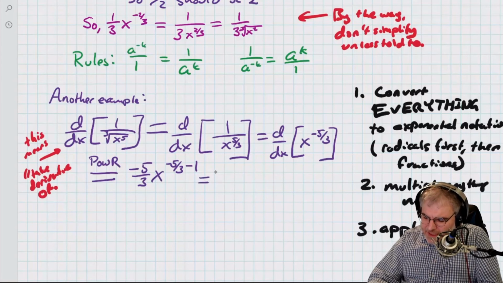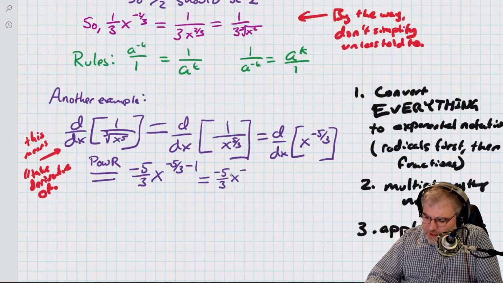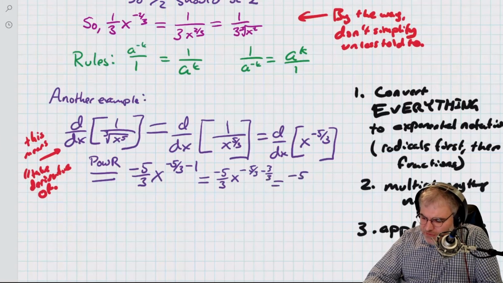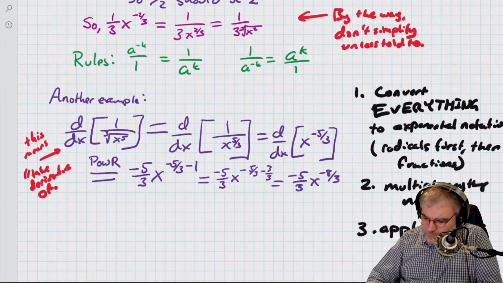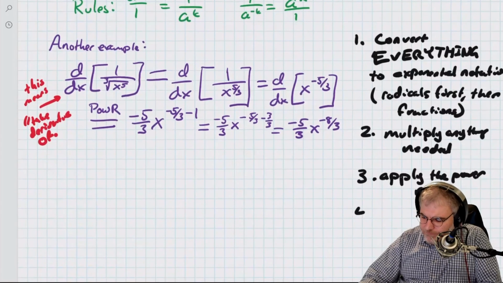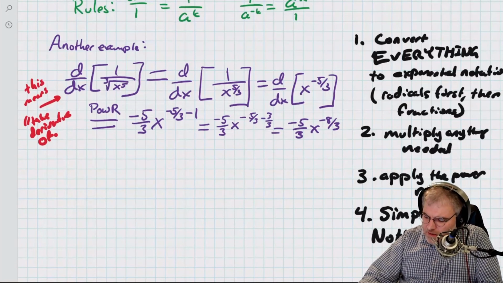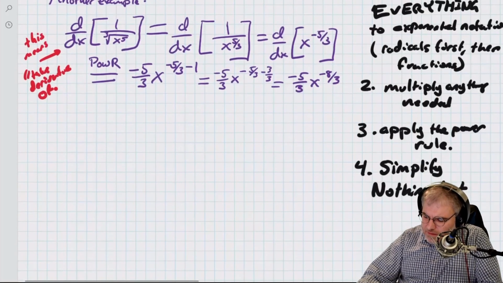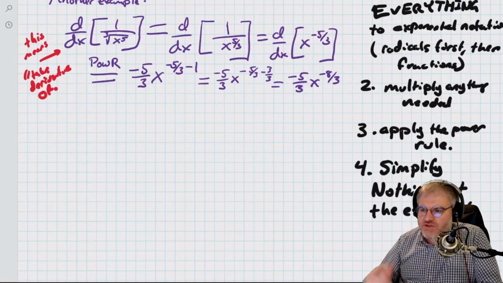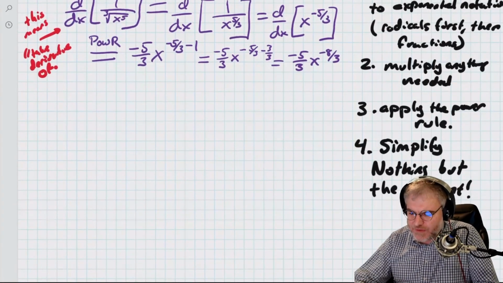And that is going to be negative 5/3 x to the negative 5/3 minus 3 over 3, which equals negative 5 over 3 x to the negative 8 over 3. Step 4: simplify nothing but the exponent. What I mean by that is do nothing but do the subtraction. Do nothing but subtract 1.